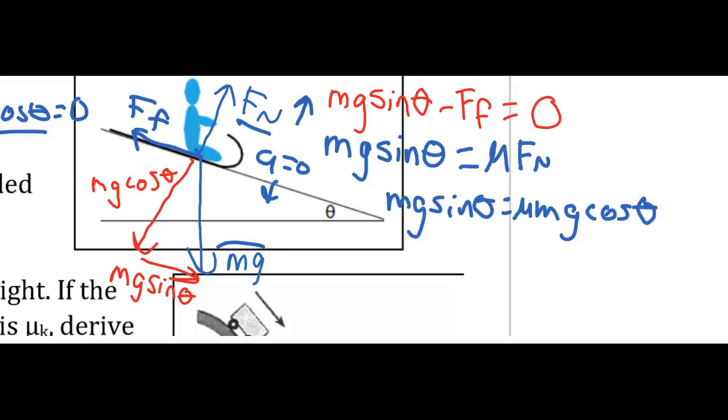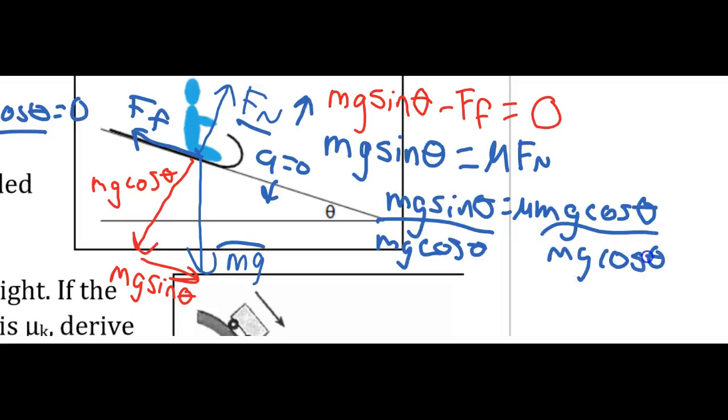Now I got to solve for mu. So I divide by mg cosine theta to both sides. So this all cancels with that. This m cancels that. This g cancels that. And we've seen what a sine over a cosine is. That is a tan. Now, instead of a degree symbol, we just have theta. So we keep this as tan theta equals mu.